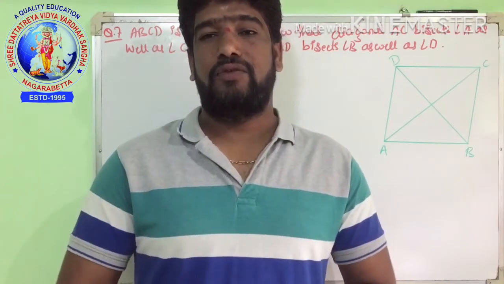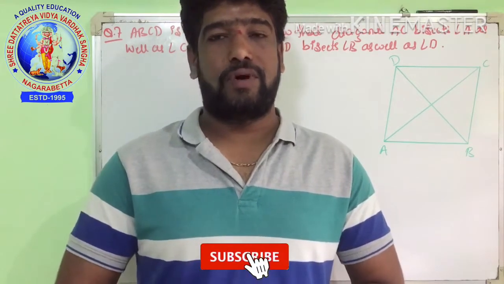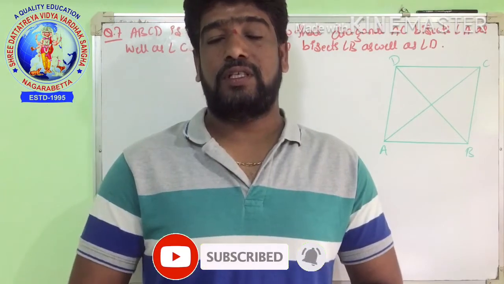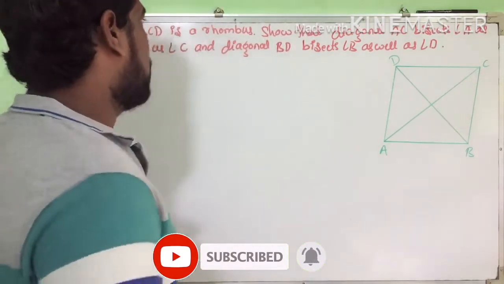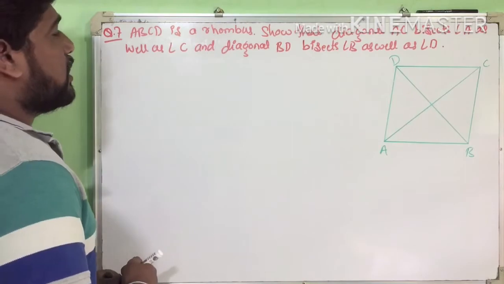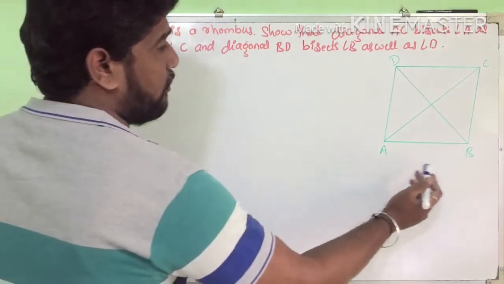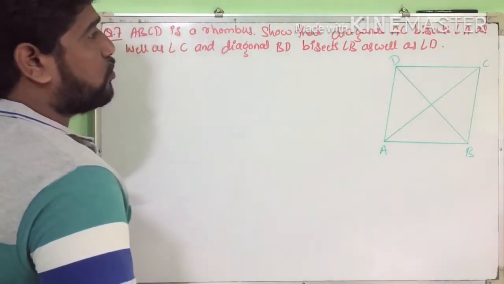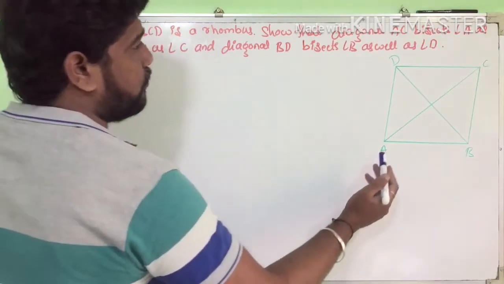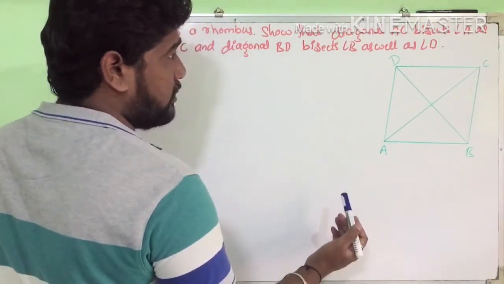Hi, welcome back students. We are discussing quadrilateral exercise point 1, and in today's section I am going to discuss question number 7. What they have given here is ABCD is a rhombus. Show that the diagonal AC bisects angle A as well as angle C.